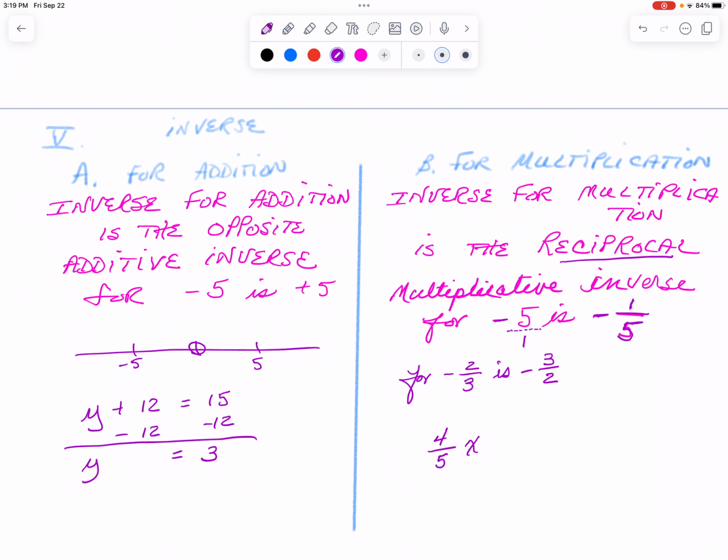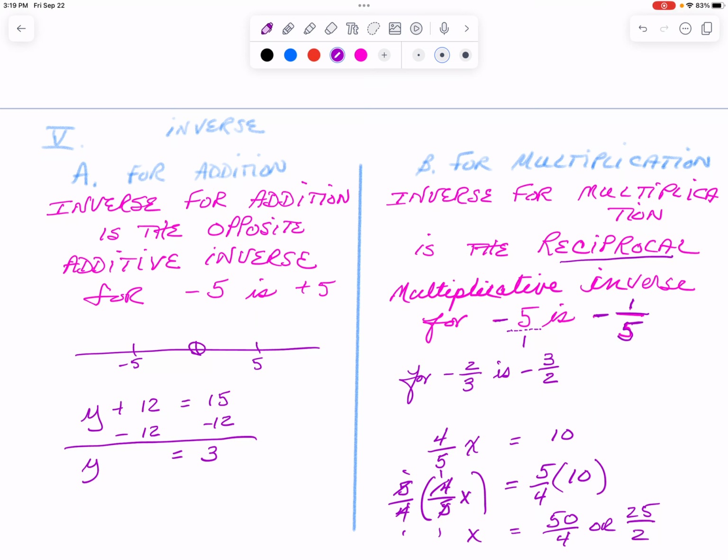And where you're going to see that coming up is you will have maybe something like 4/5 x equals 10, and in order to solve it, you will be using a multiplicative inverse. Notice how I kept the same sign, it was positive. The reason you're going to be doing that is because these things are all going to cancel out and give you a 1x, which is what you're going to be looking for, 50/4 or 25/2.